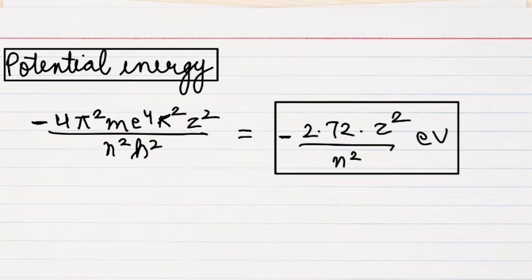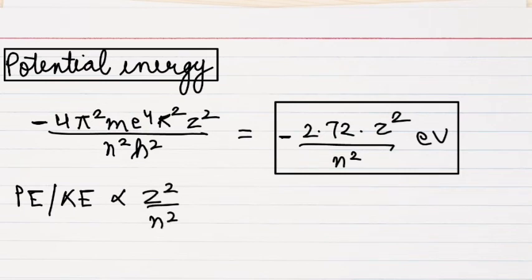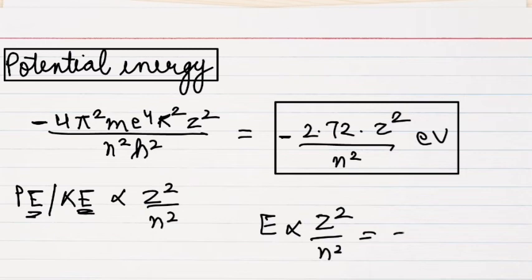After that, the next topic is the total energy of the electron. It is natural that if potential energy and kinetic energy are both proportional to z square upon n square, because the unit is always energy, then the total energy will also be proportional to z square upon n square. It equals minus 13.6 z square upon n square. This is the value of total energy that you have to learn.